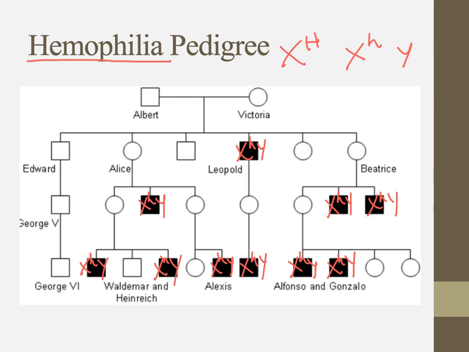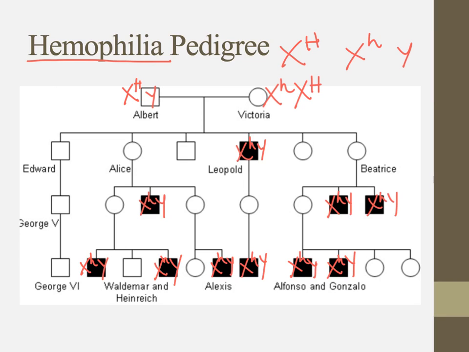All right, now let's do some backtracking. So I know Leopold here had to get his Y chromosome from his dad because mothers can't donate Y chromosomes. So the Y comes from the dad, obviously, meaning that this recessive X chromosome had to have come from Victoria, the mother. And she doesn't have hemophilia, so her other chromosome must be the dominant one. Albert also doesn't have hemophilia, so he must have the dominant version also.